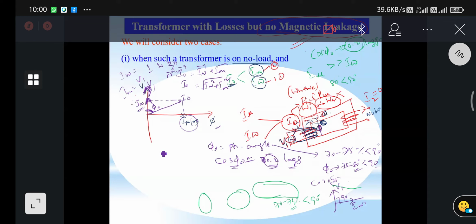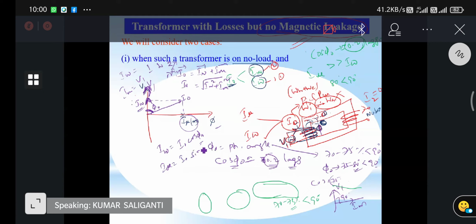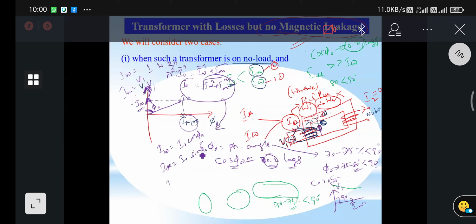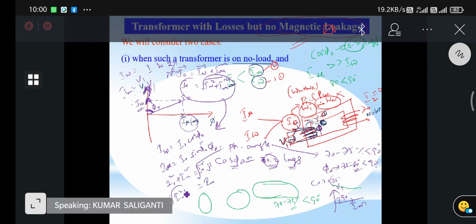This Im produces the flux in the core and does not consume any power. So from that I will write here, Iw which is equal to I naught cos phi naught. This is the active component. I mu which is equal to I naught sin phi naught. If you substitute in that equation, there is cos square plus sin square theta, so I naught square equals Iw square plus I mu square, since sin square plus cos square theta is 1. So finally you can get I naught equal to square root of Iw square plus I mu square.